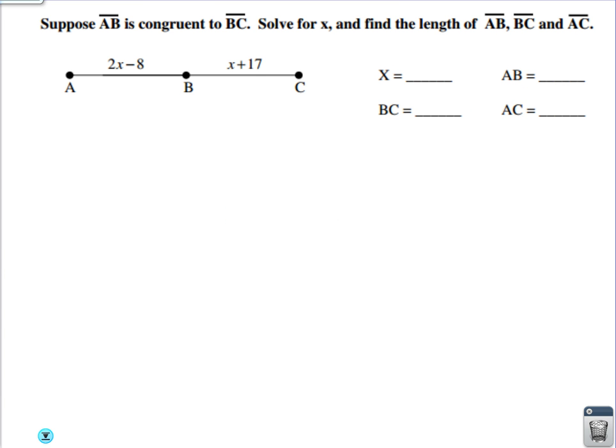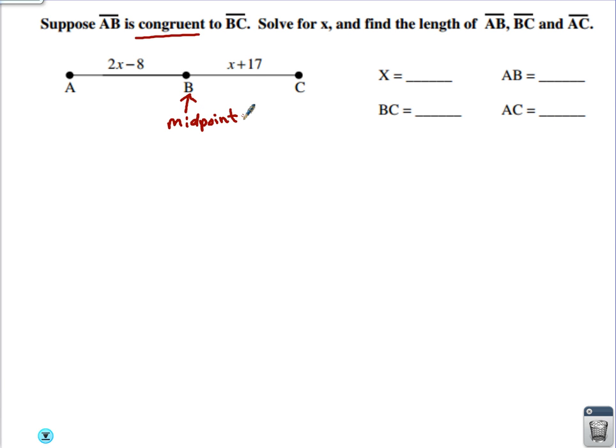this one's a little different. Before we were using the segment addition postulate, we said 2x minus 7 plus x plus 17 equals the whole thing. That's fine. But we're not given what the whole thing's equal to. We are given, suppose that AB is congruent to BC, which means that if this is congruent to this, B is a midpoint.